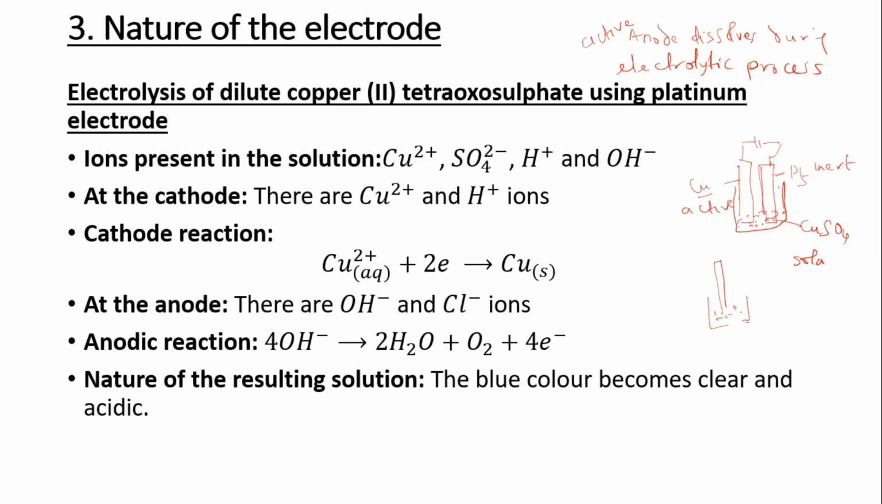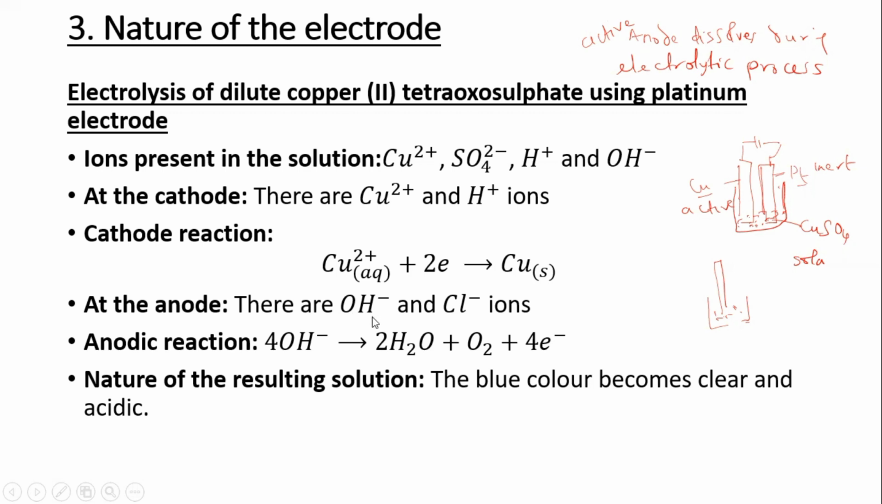And of course, in that case, you know that both the cathode and the anode are not active. They are inert electrodes. So the ions present in the solution are copper 2 plus and SO4 2 minus from the salt, then H plus and OH minus from water. Now at the cathode, we're going to be having the Cu2 plus and H plus. And of course, copper is below hydrogen in the electrochemical series, and the copper 2 plus will be preferentially discharged.